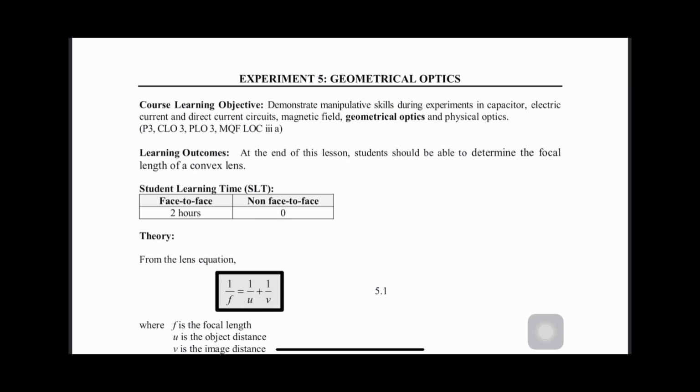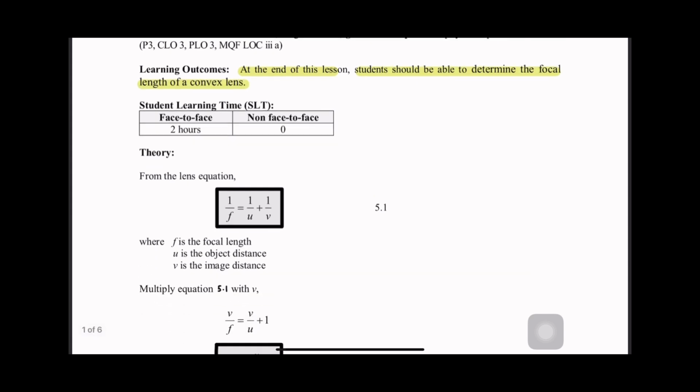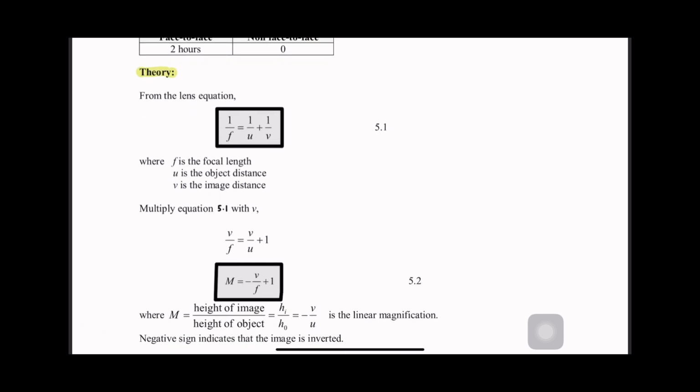So today is experiment 5. First we look at the lab manual. Experiment 5 is geometrical optics. Learning outcome: at the end of this lesson, students should be able to determine the focal length of a convex lens. Based on the theory, from the lens equation 1 over f is equal to 1 over u plus 1 over v, as you know, where f is the focal length, u is the object distance, and v is the image distance.